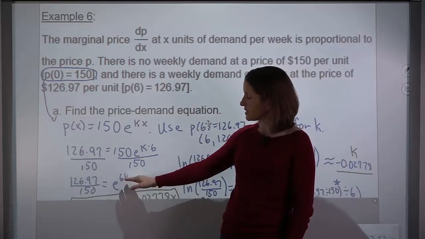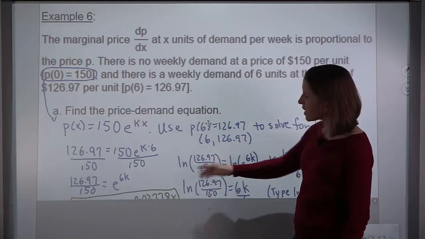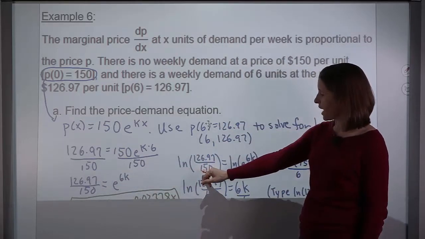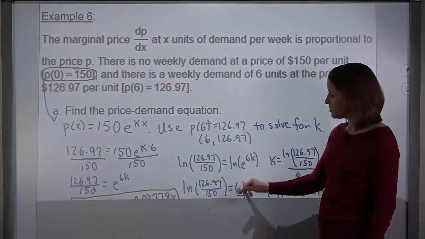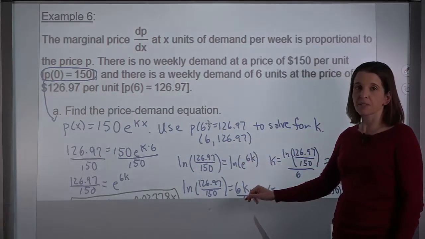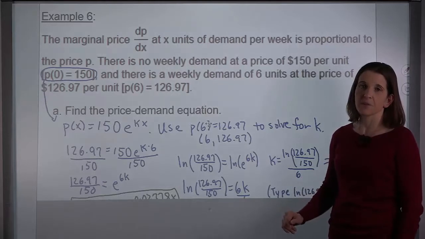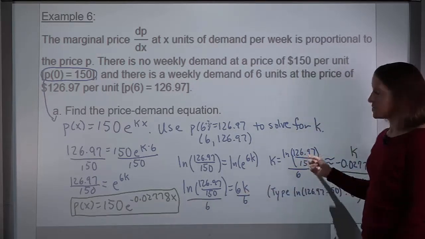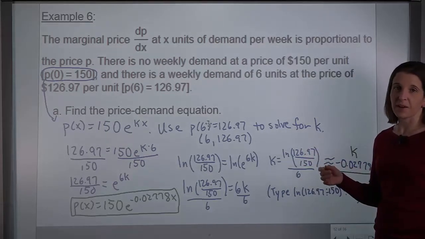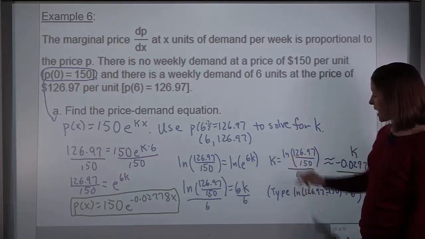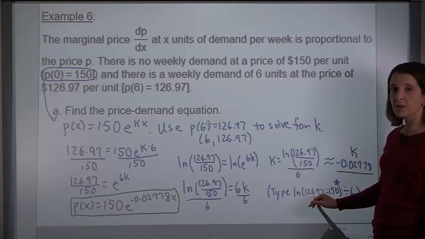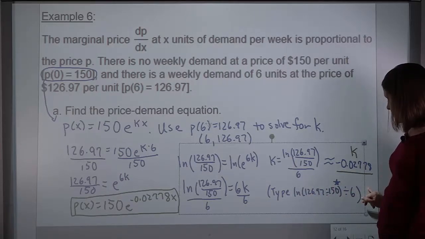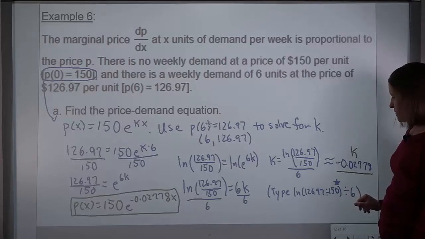And now I have e to the 6k. So I need to undo that e with an ln. So I've taken the ln of both sides, and the ln and the e will undo each other and give me just that exponent part, the 6k. And then to get k completely by itself, I need to divide by 6. And so I would type this in all at once, and then I don't have to worry about any rounding issues. So I would type ln of 126.97 divided by 150, close the parentheses, then divided by the 6.